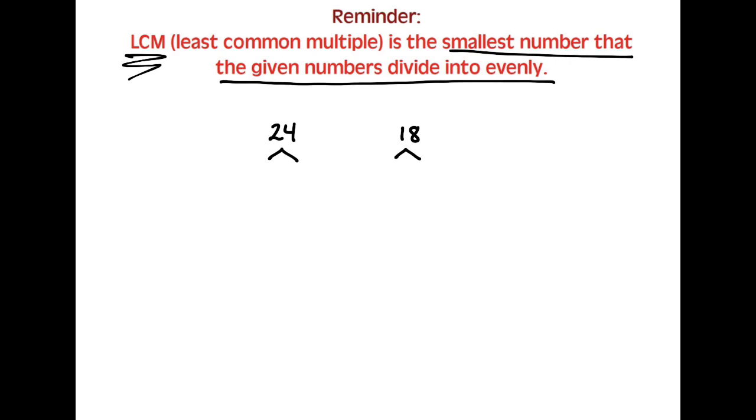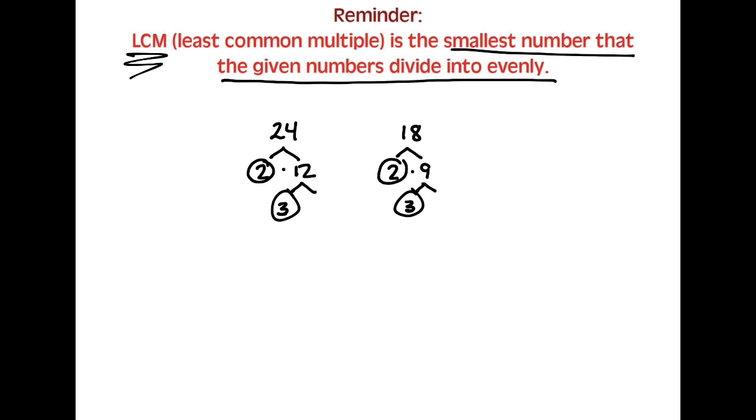If you get 6 the first time, that's great, but I'm not going to use 6 this time. I'm going to start with 2. So 2 goes into both of them, so I circle it. 24 is 2 times 12. 18 is 2 times 9. Now, 12 and 9 have a 3 in common, and I circle it. So I only circle the in common numbers. 12 is 3 times 4. 9 is 3 times 3.